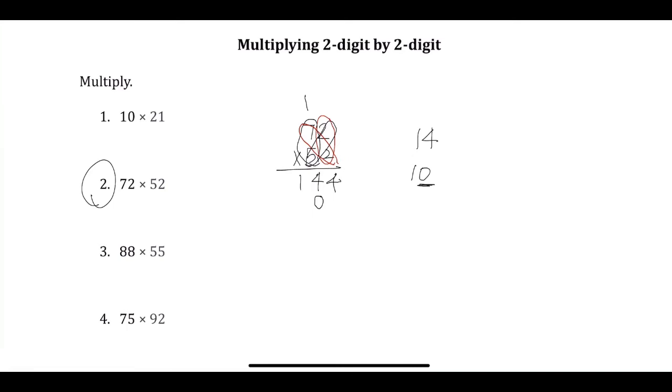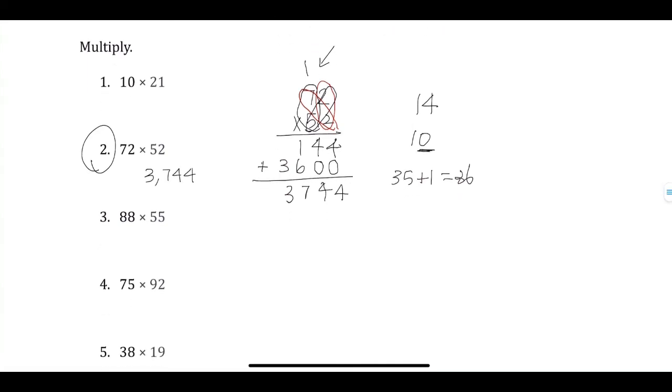7 times 5 is 35. Since there's a 1 over here, you have to add 35 plus 1, which is 36, and you place the 36 here. And then from here, you're just adding these 2 rows. So 4 plus 0 is 4. 4 plus 0 is again 4. 6 plus 1 is 7. And 3 is just left here. So 72 times 52 is 3,744.